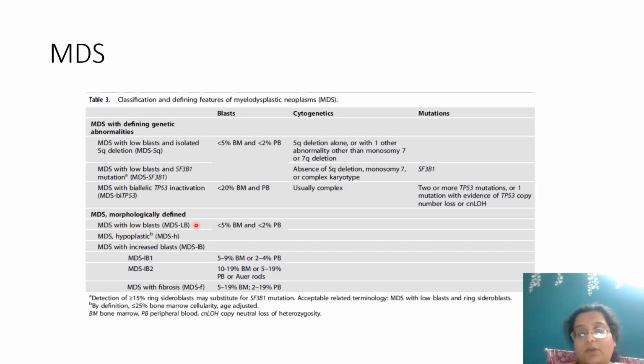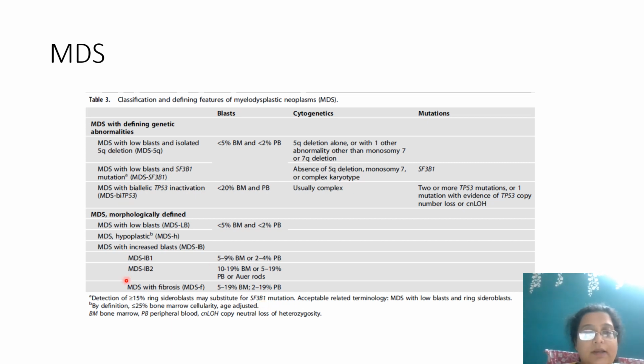Morphologically, MDS with low blasts as above, and then just add one more word, genetic abnormality, and it comes into this category. Hypoplastic MDS, there's a rider with it. Less than 25% bone marrow cellularity, which is age adjusted, is known as hypoplastic. Okay, so in an 80-year-old man, you get dysplasia. Of course, the marrow cellularity will be 20%, so you will not call that hypoplastic. But a 19-year-old girl gets dysplasia and the marrow cellularity is 20-22%, that is hypoplastic MDS.